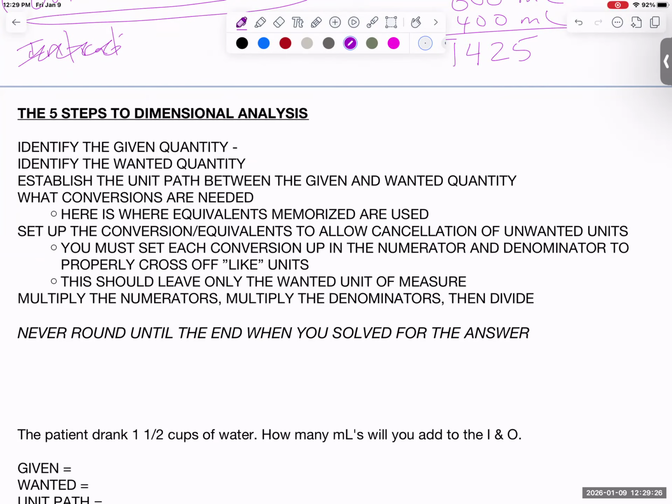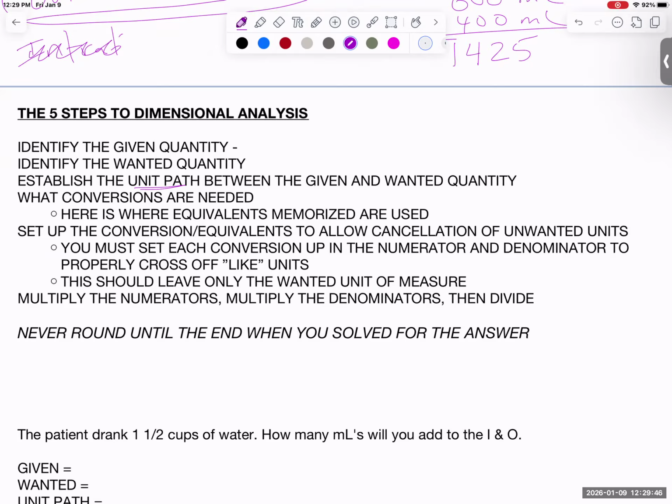So basically when you do dimensional analysis, we're looking for a given quantity. That's information in the question, basically. What are they asking for? The wanted quantity. And then what's the pathway to get there? How are we going to get to the answer? All right. And that usually happens between what is given, the information given to us, and what do they want? What do you want from me?